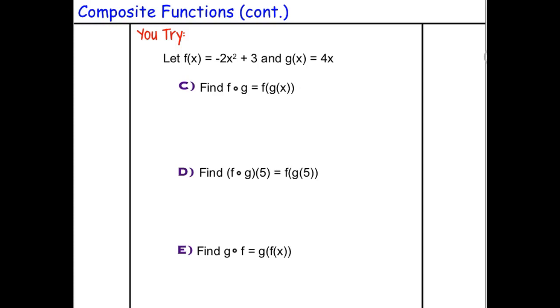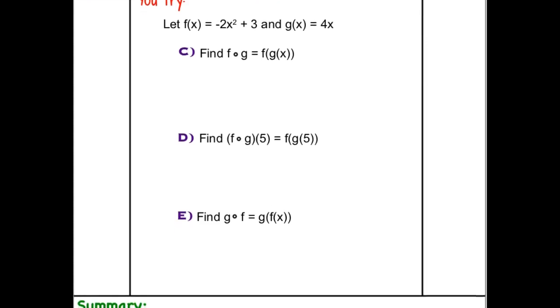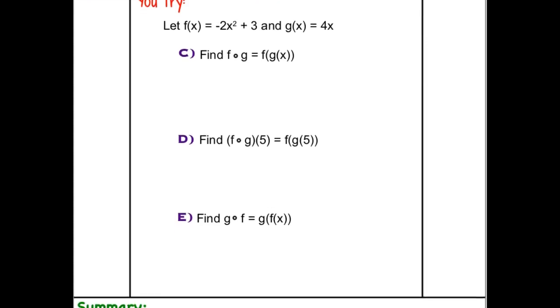Now I want you to try. I've got that f of x is equal to negative 2x squared plus 3, and g of x equals 4x. Follow your notes. Find f of g of x, f of g of 5, and g of f of x. And I'm curious where your thinking is on, is f of g of x and g of f of x the same? And as always, bring your questions with you to class.